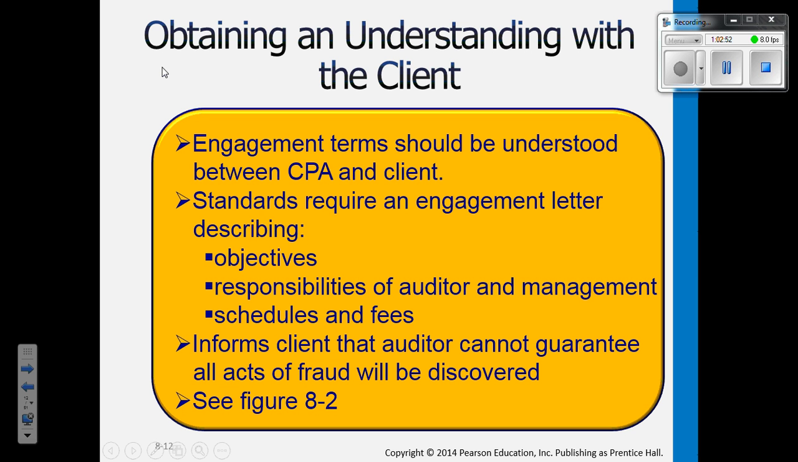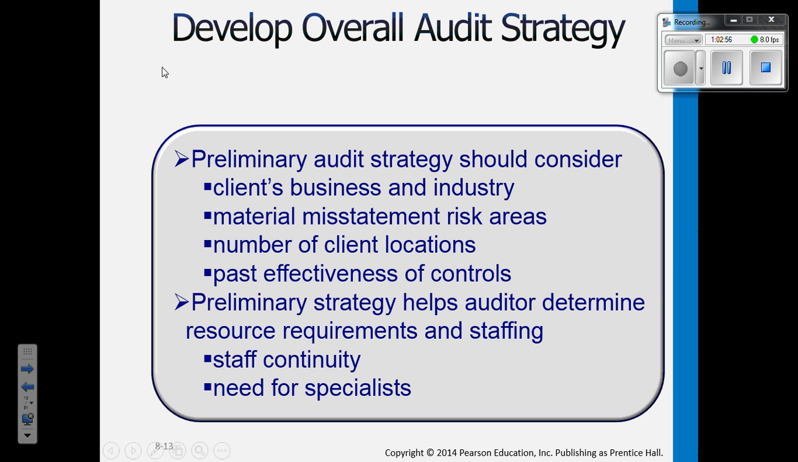It informs the client that the auditor cannot guarantee all acts of fraud will be discovered. Okay? So see figure 8.2, which is the engagement letter, I bet. There it is. Don't memorize this, but read it, you guys.